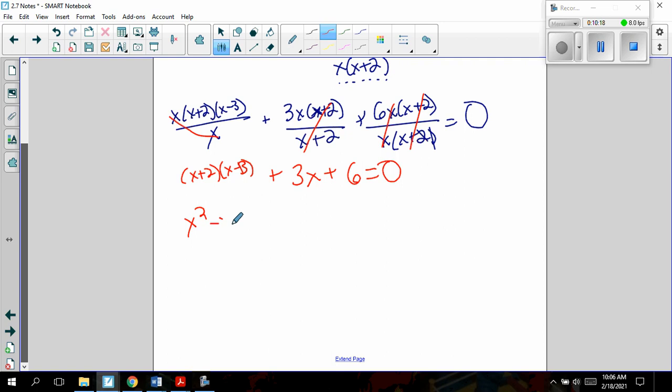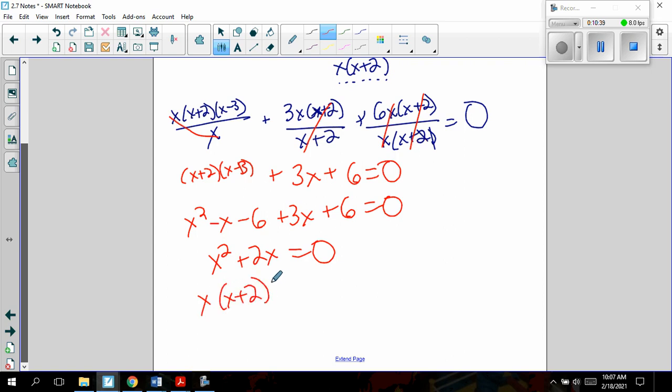x squared minus x minus 6 plus 3x plus 6. Did a little bit of fast math there. I combined terms as I went. So then I would have x squared plus 2x equals 0. Now I don't need to do a quadratic formula because this factors, which is wonderful. x times x plus 2 equals 0. Set each factor equal to 0. So x equals 0 and x equals negative 2 would be my solutions.